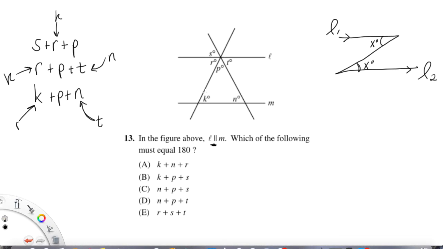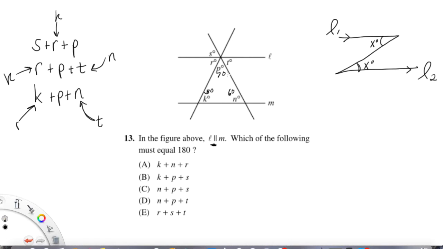For instance, if we know K, P, and N are interior angles of a triangle all adding up to 180, I could call them 50, 60, and 70. K is 50 and N is 60, P is 70. I made those up, but there's nothing to tell me that I can't pick those numbers.